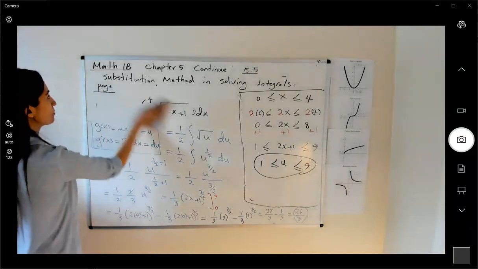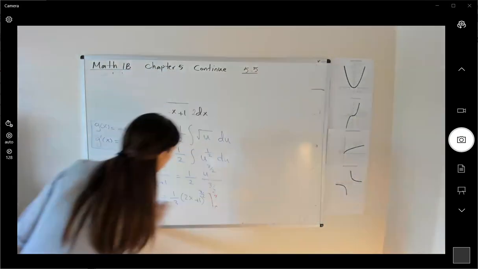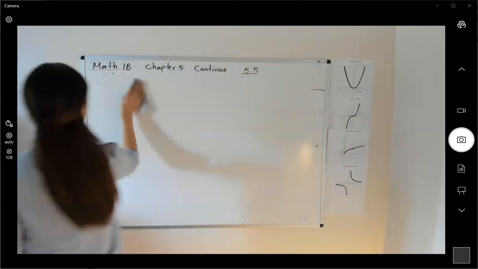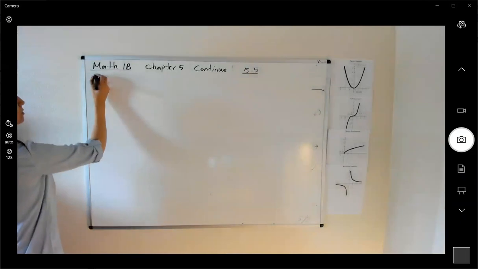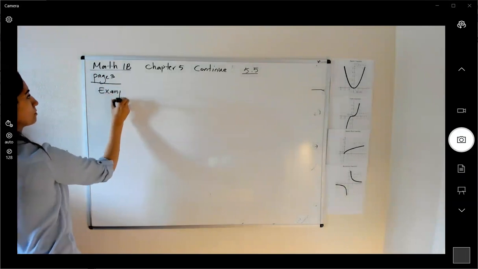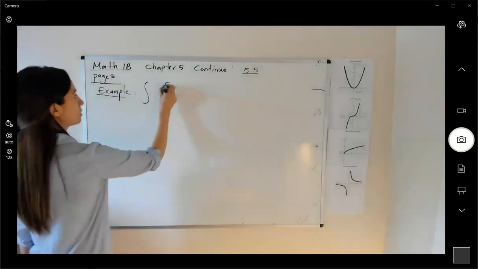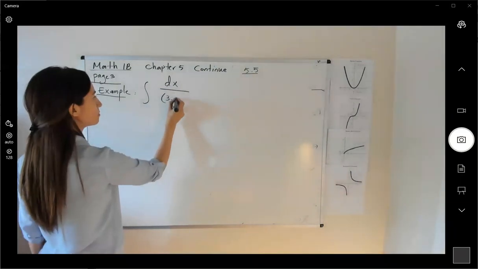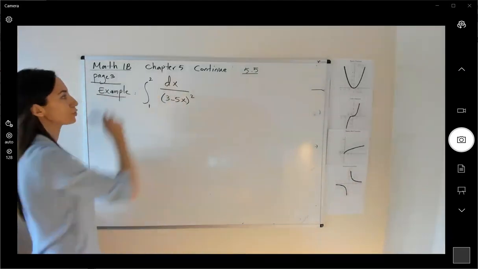You're on page 3. Okay, page 3, example. It says, find the integral of dx over (3 minus 5x) squared, and x ranges between 1 and 2.